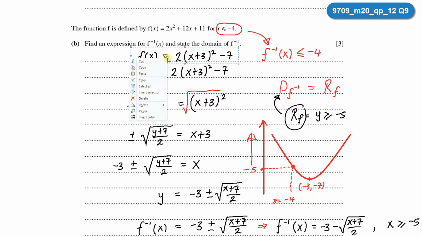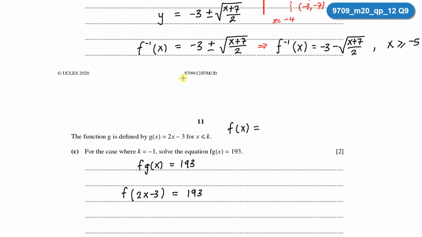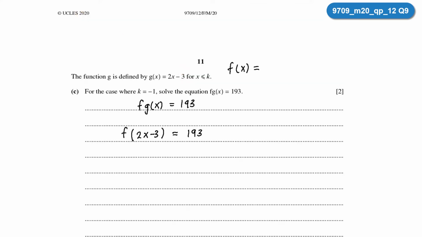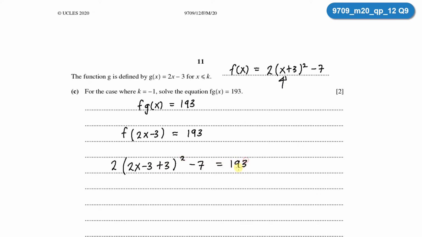I'll use the completed square format. So this is it here. In place of x, I'm going to put 2x minus 3. So it will now come out as 2 times (2x minus 3 plus 3) squared, then minus 7 is equal to 193.